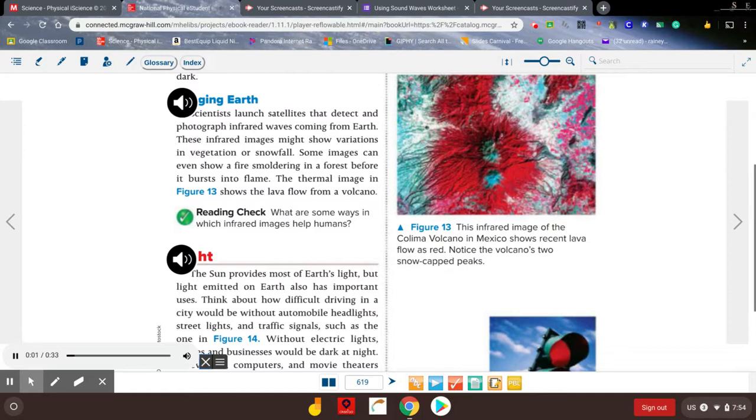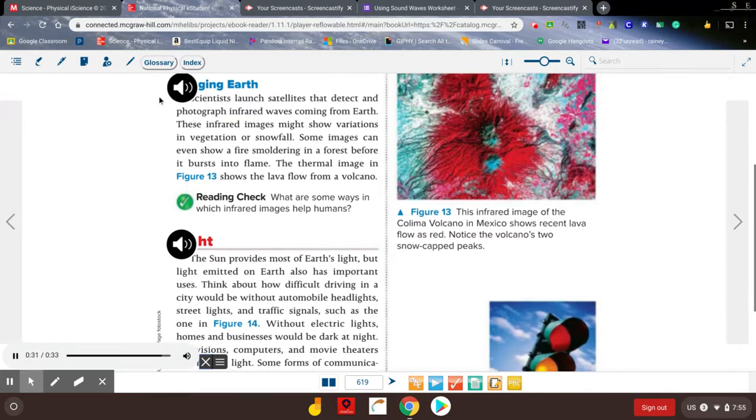Imaging Earth. Scientists launch satellites that detect and photograph infrared waves coming from Earth. These infrared images might show variations in vegetation or snowfall. Some images can even show a fire smoldering in a forest before it bursts into flame. The thermal image in Figure 13 shows the lava flow from a volcano. Reading check. What are some ways in which infrared images help humans?